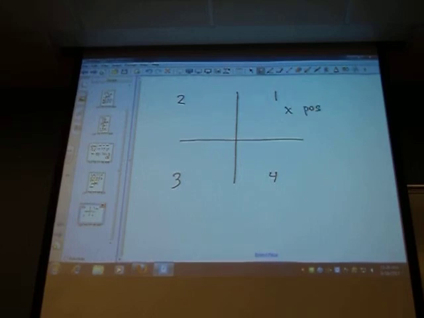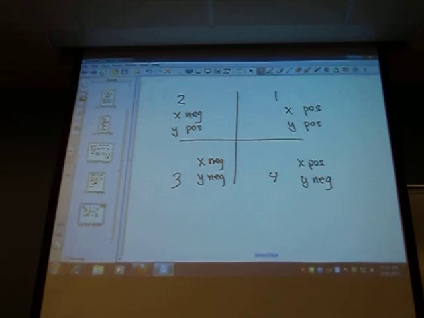In region 1, x is positive and y is positive. In region 2, x is negative, y is positive. In region 3, they're both negative. And in region 4, x is positive and y is negative. That's why I messed up on my problem. So you can't say they're all positive or all negative. Will that be in the notes as well? Yeah, this will be in the notes.